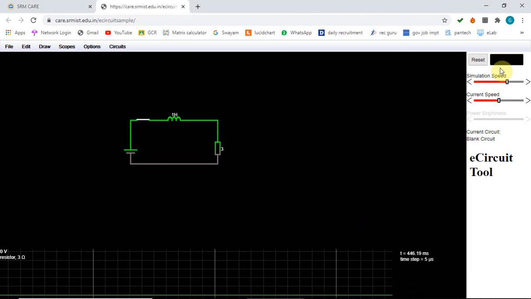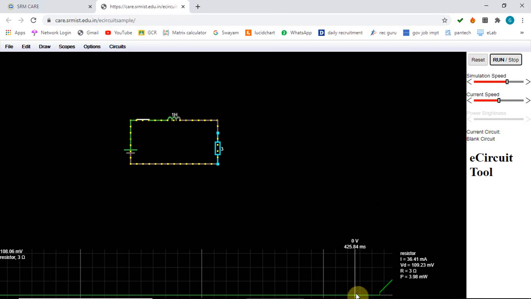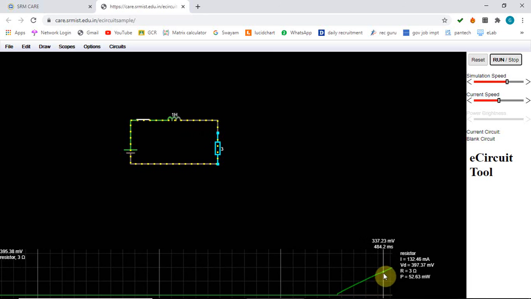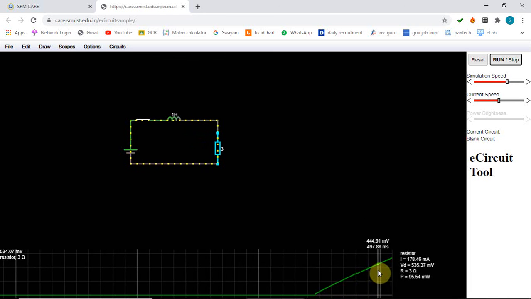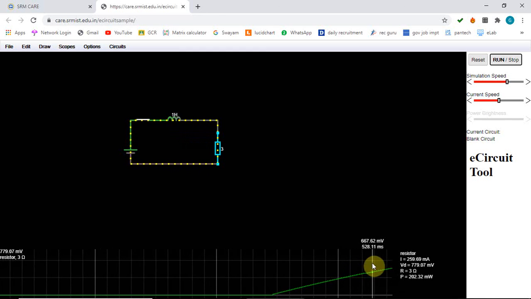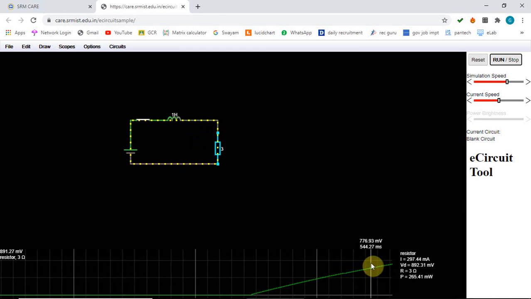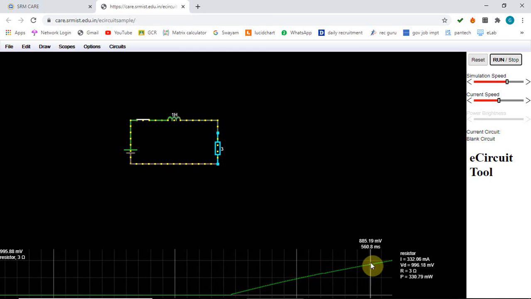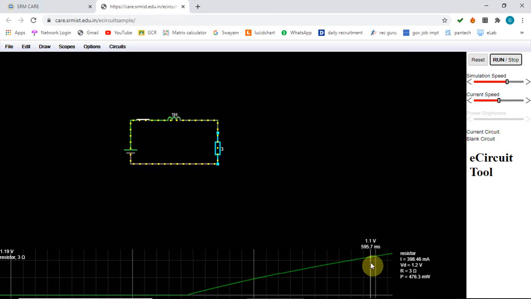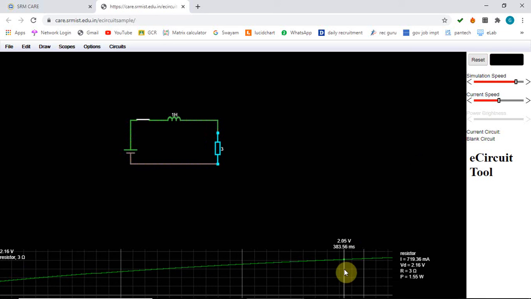So run your simulation. Your simulation starts running. You can just place your cursor on your graph so that at the top you can check what the voltage is. Right now it's in millivolt. When it reaches 1.89, you can just stop your simulation and check what the time is. Stop your simulation and check at 1.89 volt what is the time taken.